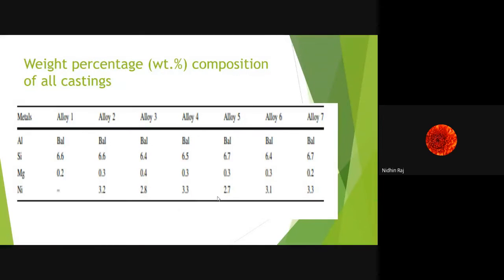Now, moving on, these were the weight percentages of compositions of the alloys that were produced. Alloy 1 had silicon of 6.6, and almost all the alloys were from 6.6 to 6.7, except alloy 6, where we found 6.4, and alloy 3 at 6.4. The magnesium was found to be almost constant between 0.2 and 0.4 in all the alloys, and nickel varied from 2.7 to 3.3. Okay, so 3.3 exactly in alloy 4 and 2.7 in alloy 5.